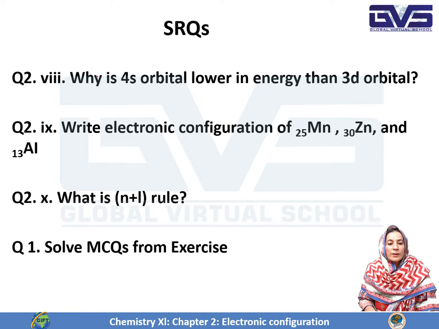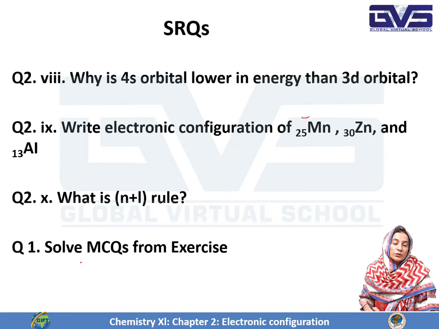So these are questions from your exercise. Why is the 4s orbital lower in energy than the 3d orbital? I already told you about it. Write the electronic configuration of manganese, I have already done for you. For zinc, complete it, and for aluminium you can do the electronic configuration. And practice more atoms from your periodic table. What is the n plus l rule? I have already described it.